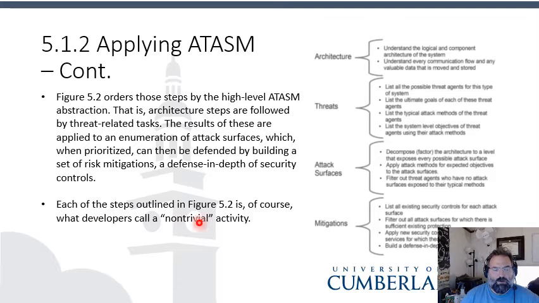Keep in mind, this is what we call non-trivial. What that means is, it's hard. It's easy to say this stuff. It's much harder to do it. I'll say it that way. So anytime you hear somebody say something is non-trivial, that means that it's really hard, maybe even impossible.